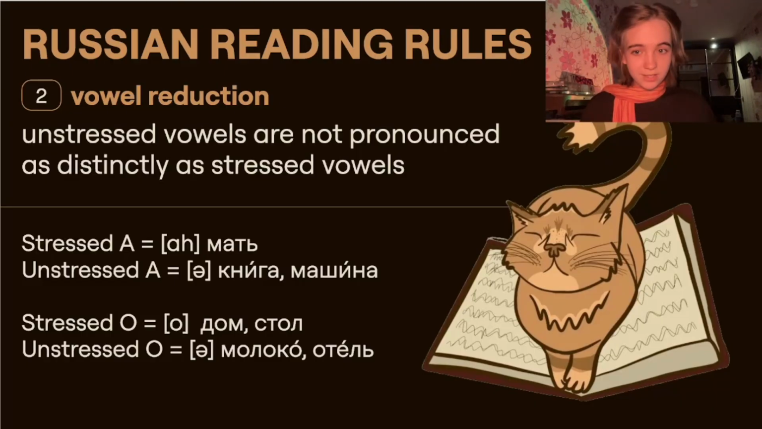The next letter is letter О. When it's stressed, it's pronounced just like О. Дом, стол. But when it's unstressed, it's pretty close to А or this sound. Repeat after me. Молоко, отель. Молоко, отель. By the way, in some small regions of Russia, or older generations sometimes tend to pronounce О always as О even if it's unstressed, like молоко or отель. But it's very seldom, it usually happens in small regions, and you'd better learn that it's pronounced like молоко, отель.